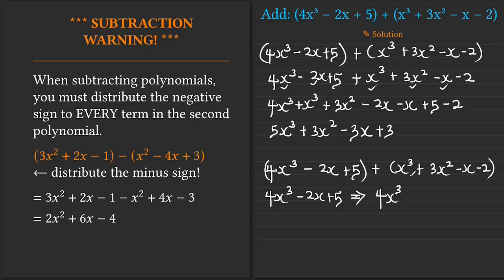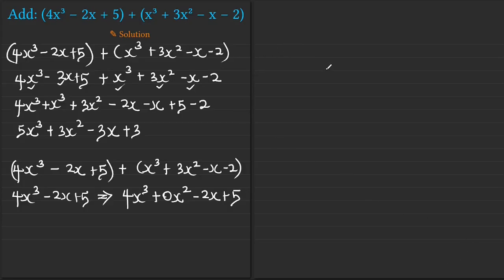4x cubed. You see, the first term is a cube, so the next should be a squared. But since there is no squared here, we can rewrite it as plus 0x squared. Then we come to the x term, so minus 2x and then plus 5. So all we need to do is to rewrite this one so that it looks as you see over here. For the second one, it already has the cube, the squared, the 1, and then the constant term.